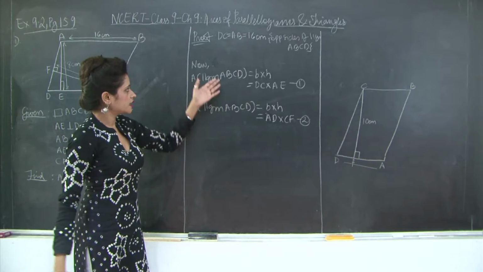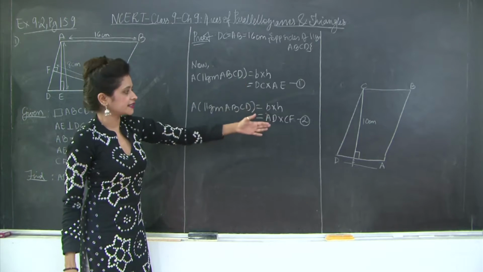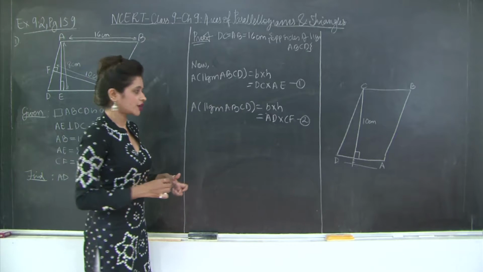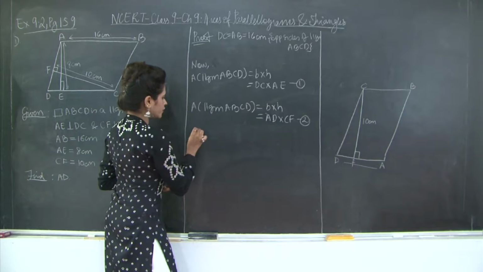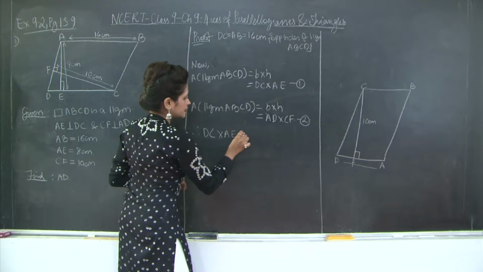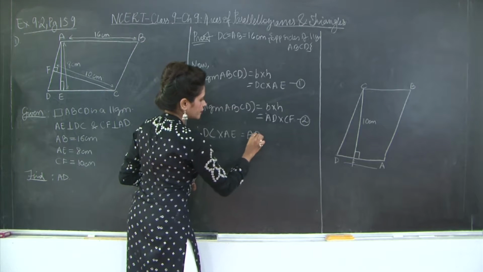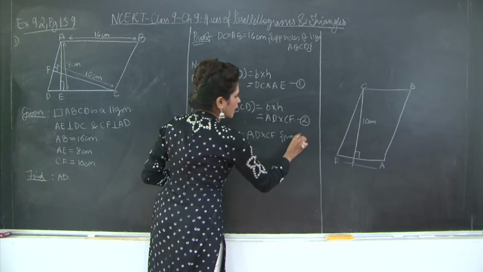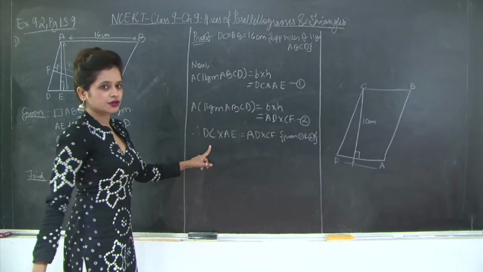So what do you get? You have equals on the left hand side, so therefore the right hand sides are also going to be equal, because equals that are equal to the same thing are equal to each other. We have learned this in Euclid's geometry, chapter number 5. Therefore, I have DC into AE is equal to AD into CF, and I'll say from 1 and 2. Correct? Now let's substitute the values.